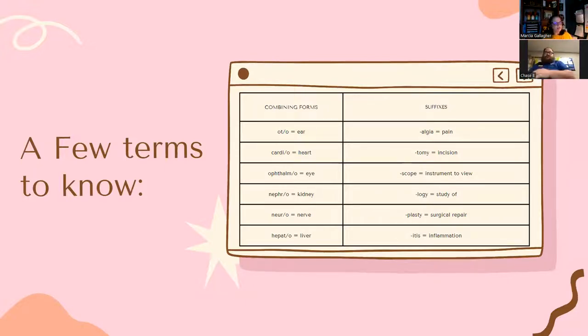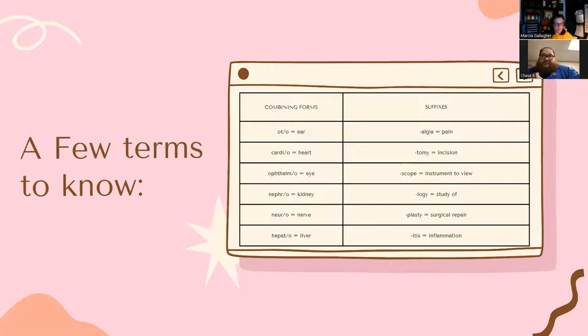So let's talk about suffixes. Algia is pain. Have you heard of fibromyalgia? Yes. Algia means pain. Tomy or ectomy is an incision. Scope is an instrument to view. So, you guys know when you have an endoscope and they go down, a scope is just an instrument used to view.